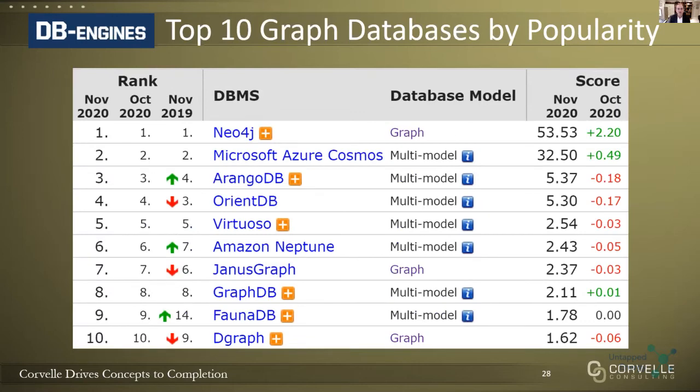Okay, focusing on the graph databases, Neo4j is typically at the top. Microsoft Azure Cosmos, Arango, Orient, Virtuoso, and then Amazon Neptune. So the Microsoft and Amazon graph databases are cloud offerings from these cloud service vendors that appeal to many organizations. But that doesn't matter. You can host the other graph databases in the cloud or on premise. It's really your choice. The DB Engines definition of graph databases does not include document databases. So they're in their own category. Let me show you that.